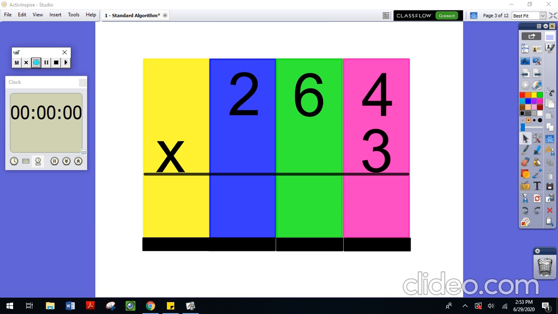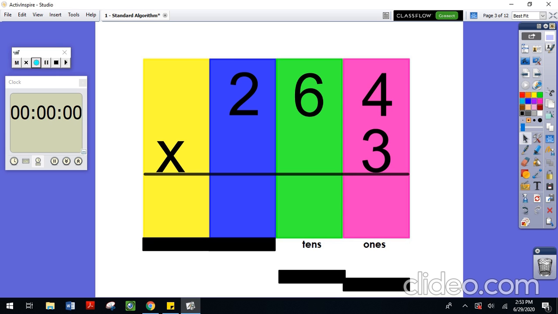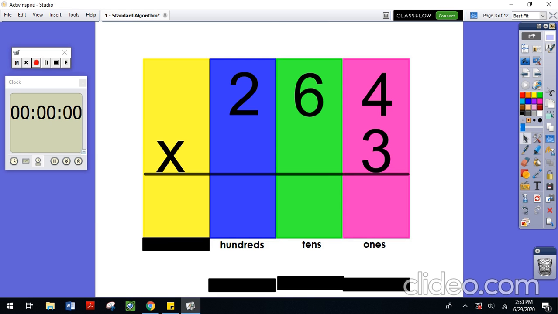Using standard algorithm, we are going to solve 264 times 3. Before we start, we need to review place value. The purple column represents the ones place. The green column represents the tens place, and the blue column represents the hundreds place. So that tells me that the 4 is in the ones place, the 6 is in the tens place, and then the 2 is in the hundreds place.